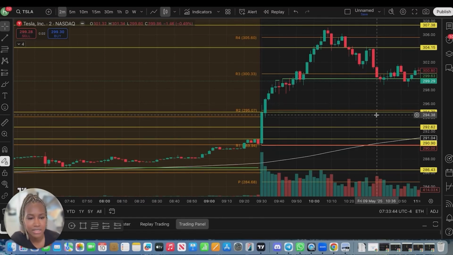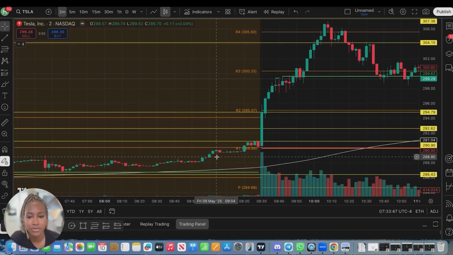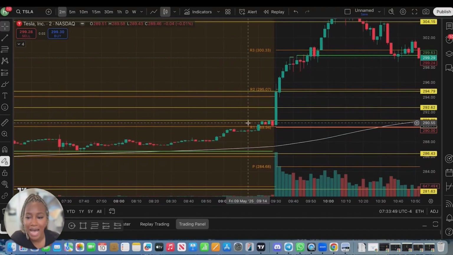What's my thought process in the morning when I saw this Tesla trade? First things first, I have pre-market high as one of my levels. Pre-market high, pre-market low, okay? So right here is pre-market high, right, at 290. And as you can see, the bell opens at 9:30 a.m. Eastern, and it just broke through that.